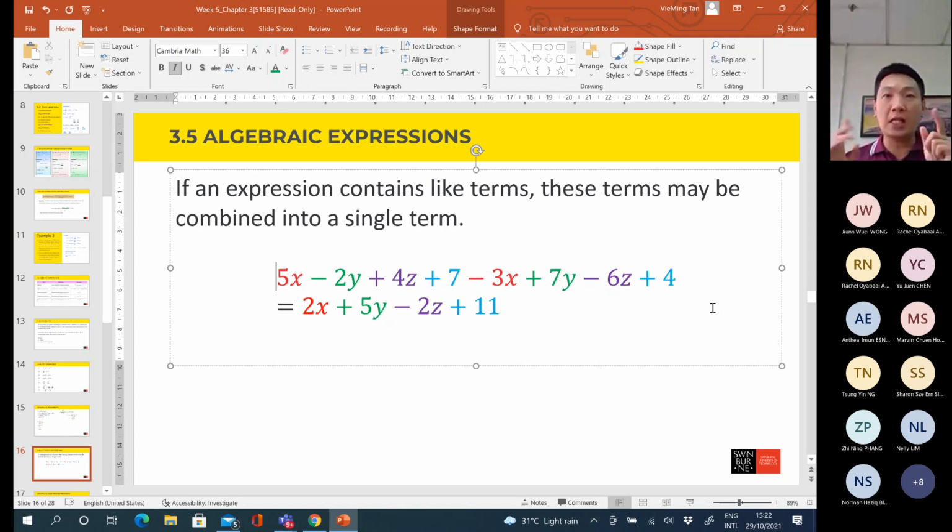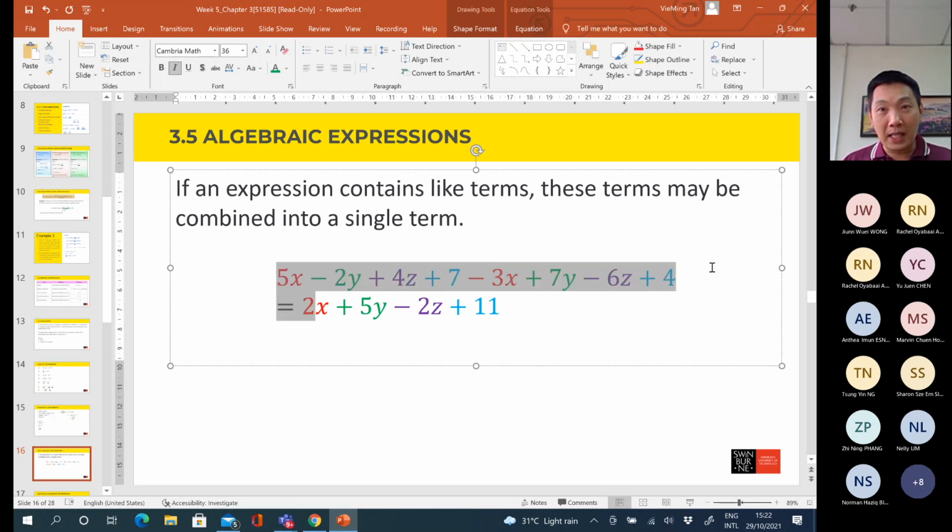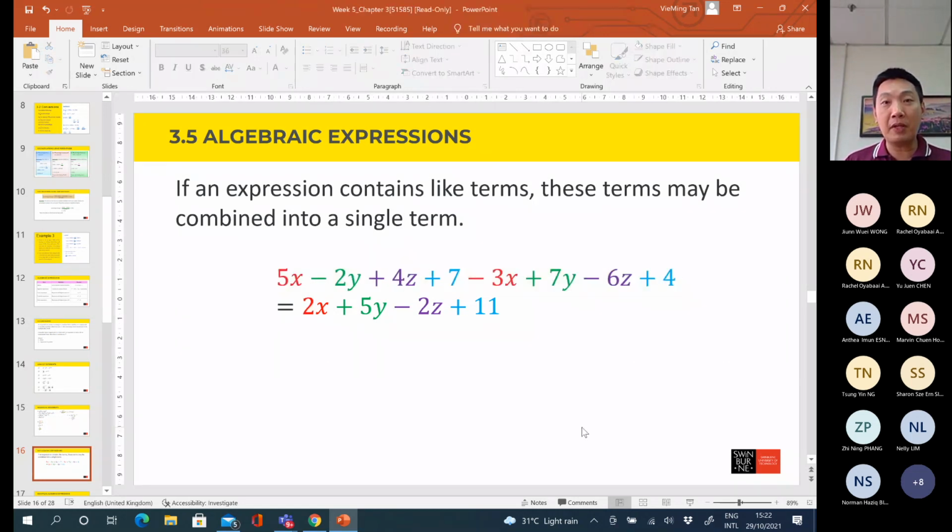So if you want to simplify this expression, we cannot use index rules number 1, 2, 3 that we learned just now. We cannot use those rules anymore. Why? Because this expression involves plus and minus activity. It does not involve multiplication and division. So we cannot apply index rules 1, 2, 3 that we learned just now. So how to simplify this?